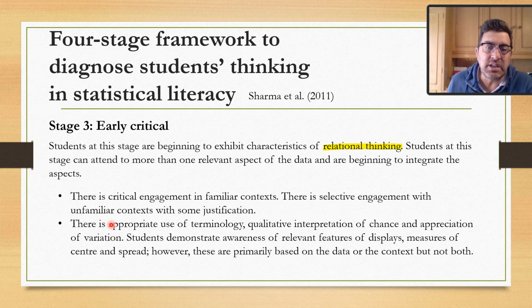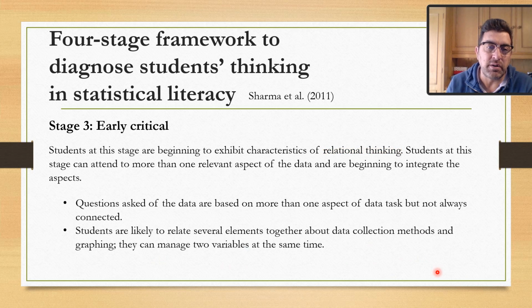So that at the early critical level, this is where the child starts thinking, but why is the data varying? What does this variation in the data mean? What does it mean if the data is very spread? So students demonstrate awareness of relevant features of displays, measures of center and spread. However, these are primarily based on the data or context, but not both. Okay, the measures of center and spread is based on the data or the context, but not on both.